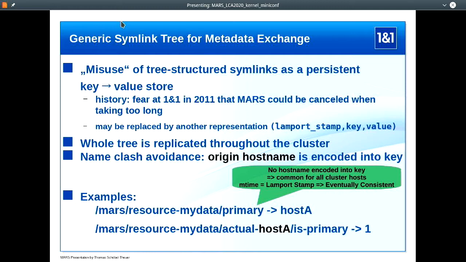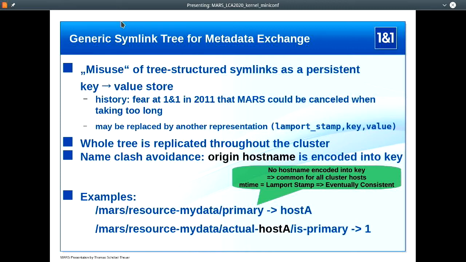It means host A should be the primary, and then there is the actual primary, or the actual primaries, as there may be several primaries in a split brain situation. So several primaries may actually exist, not knowing of each other due to a network outage. And it can happen that several are actually primary, and the distinction is by the host name, in this case even in the directory name. So I have a directory which is per host, and then I have several sub-symlinks in that for scalability.